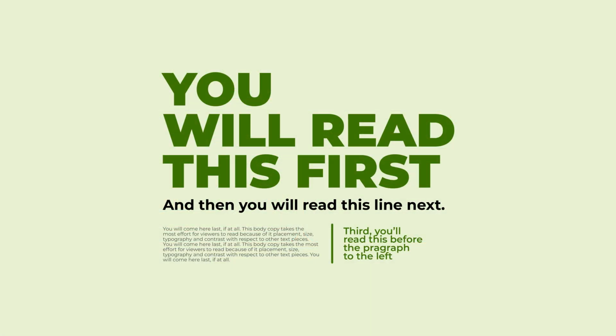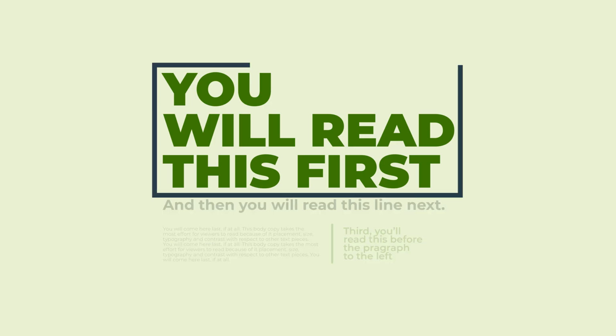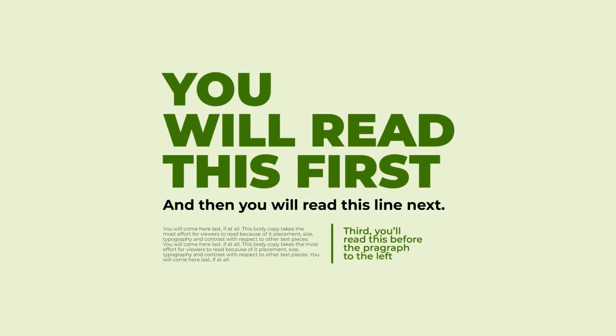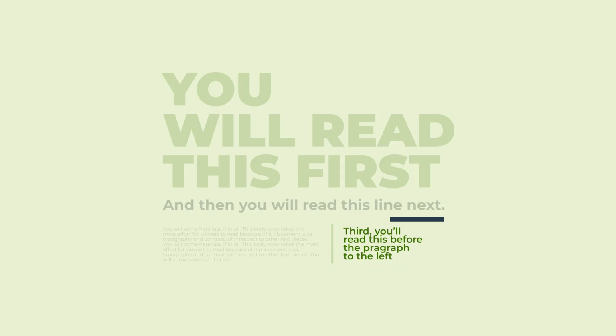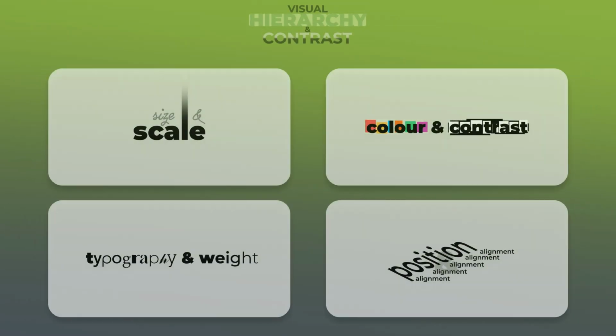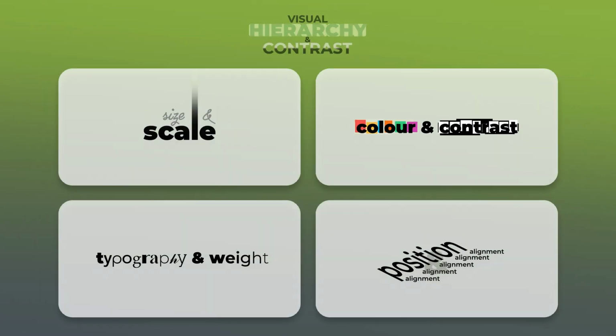What's the chronology of you reading it? It should be the green heading first, followed by black subheading under it. After that, you might have read the green text on the right side. At last, your eyes would shift to the small body text. Why? Let's check out the principles that influence hierarchy to understand this.